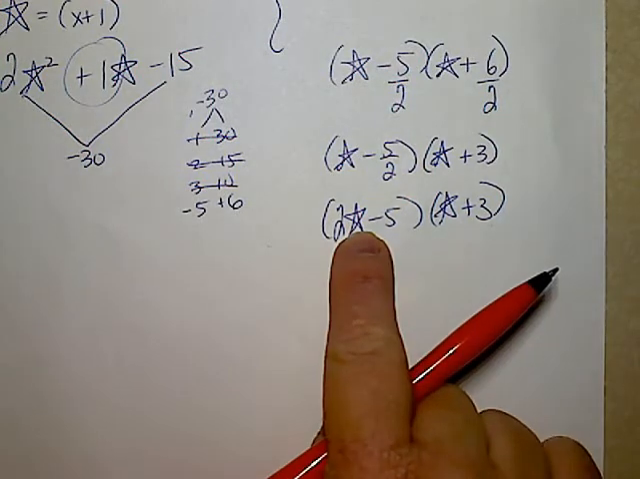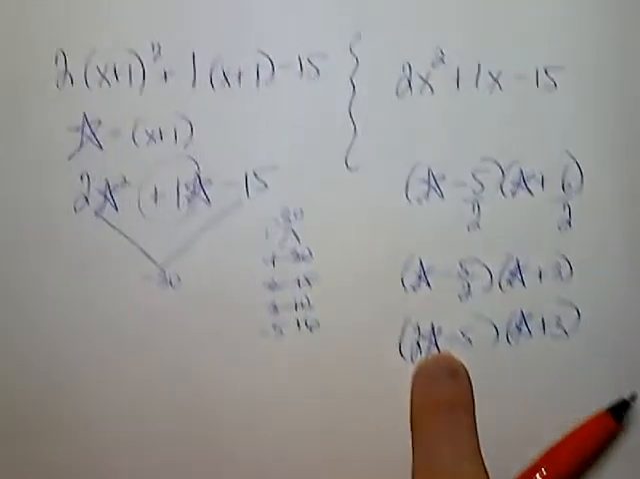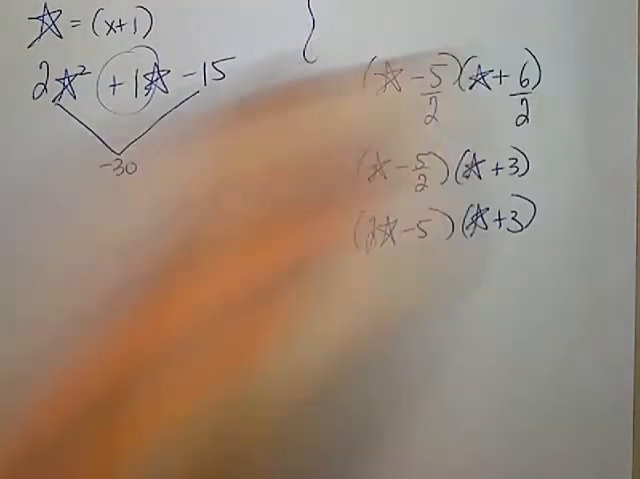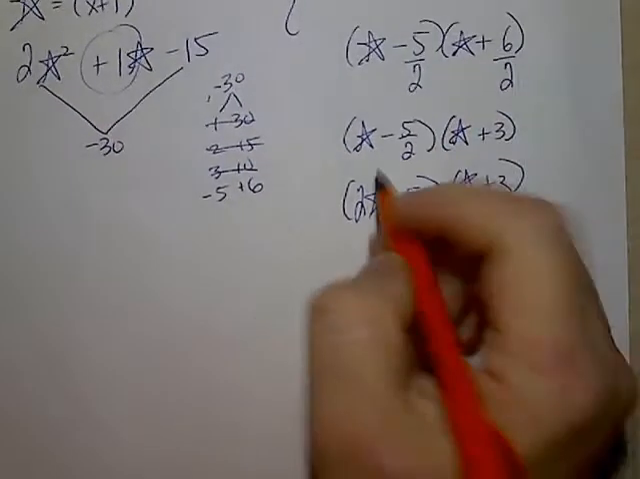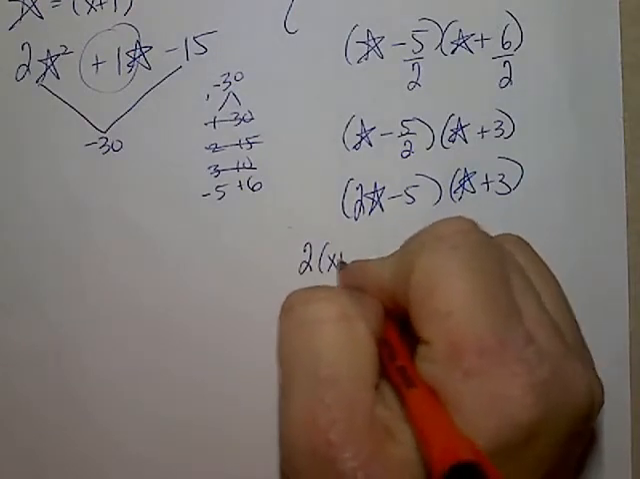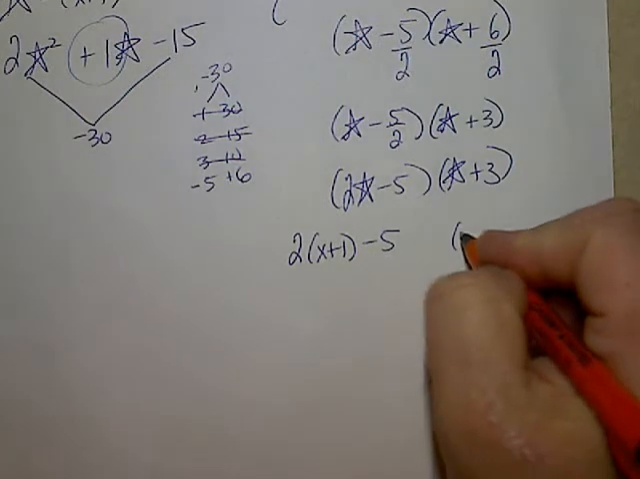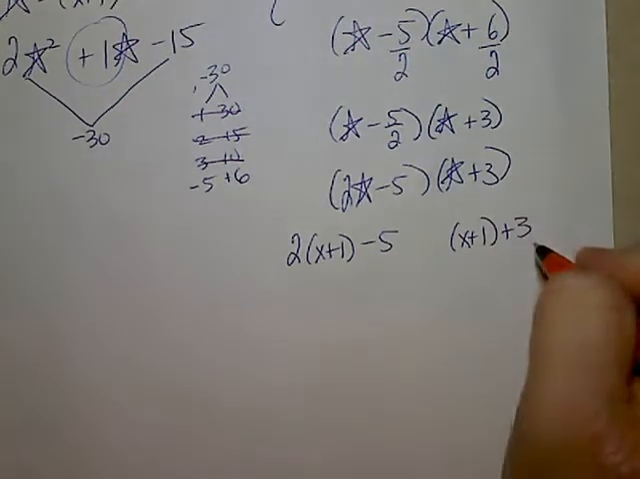So really, what is star? What did I say star was at the very beginning? Star is x plus 1. So now wherever I say star, I'm going to take it out and replace it with x plus 1. So it's 2 times x plus 1 minus 5. I've just simply taken out the star. Over here is x plus 1 plus 3.